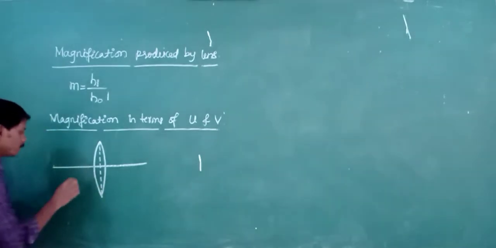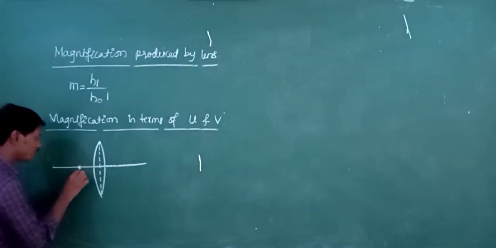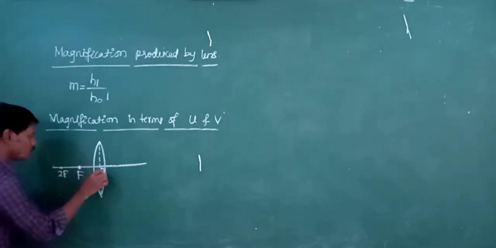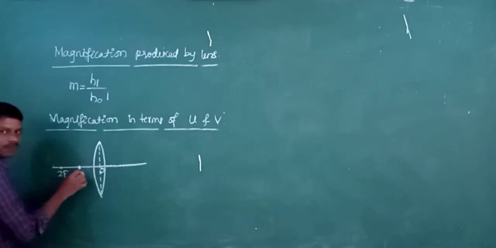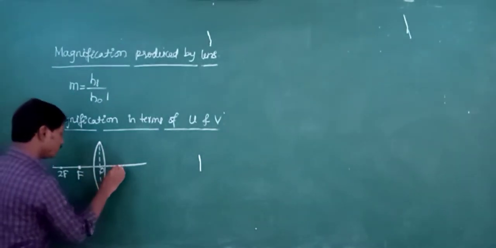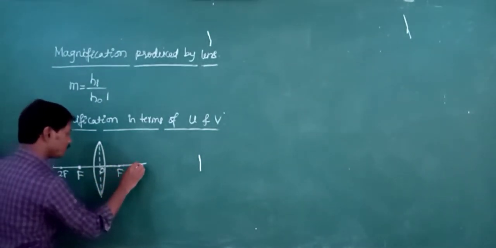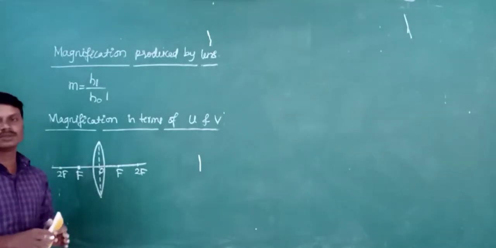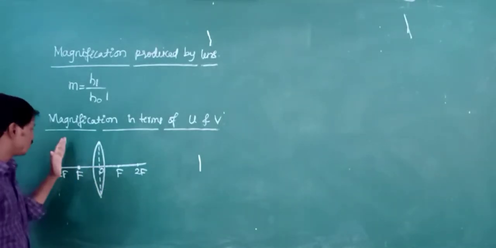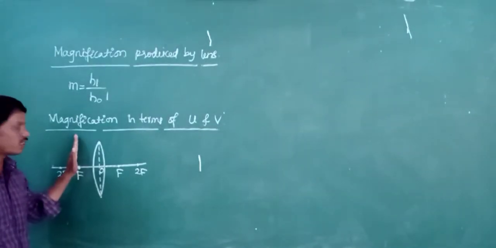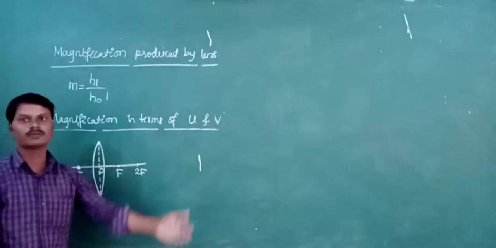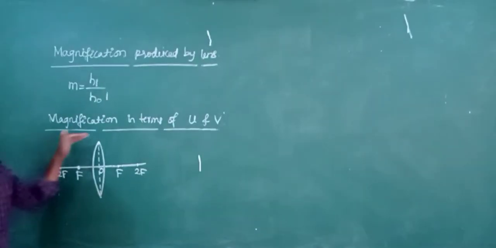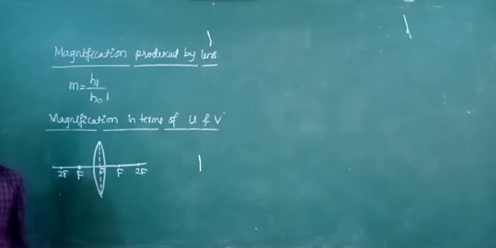Now let us consider the first principal focus F and 2F. O2F is 2 times OF, and similarly here F and 2F. A lens has two foci, two conjugate foci. One focus is at the side of the object, another focus is at the side of the image. Always we take the light traveling from left to right for using the sign convention.